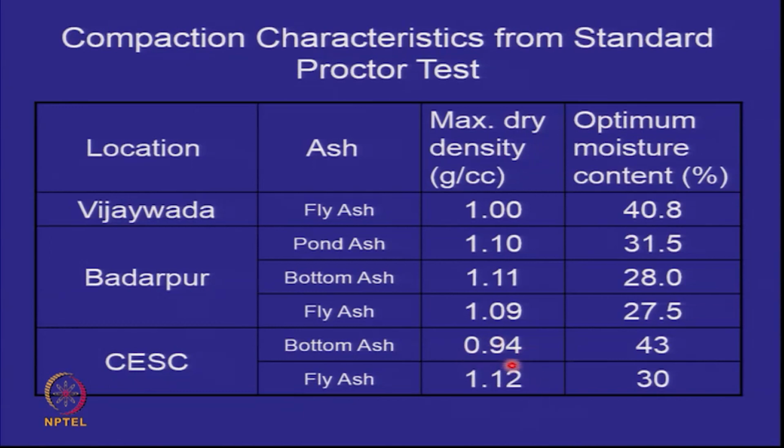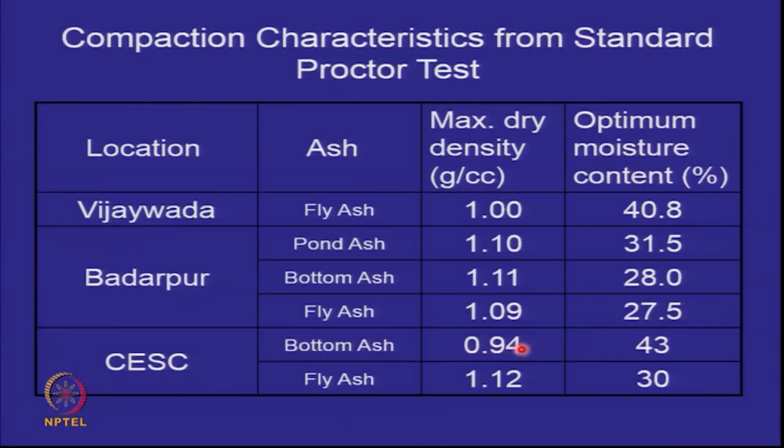And I would like to ask you, if the maximum dry density is 0.94, does it mean that this material will float on water? What is the density of water? 1, and this is 0.94. Is this lighter than water? No, this is the dry density. The specific gravity of the solids is 2, so it's definitely heavier than water. When you saturate this sample, the density of this will be 1.4, 1.3. So don't think that 0.94 means it is lighter than water.